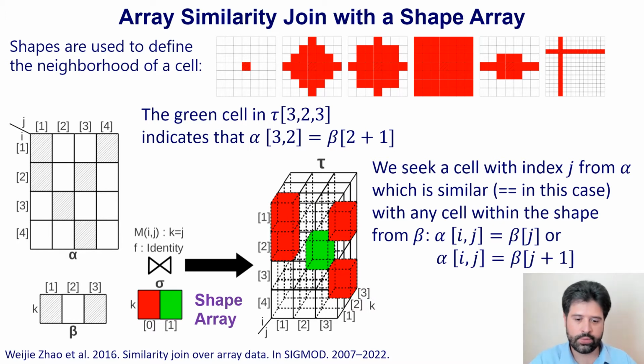to the shape array. For example, the green cell in tau, that is the resulting array, with index 323, indicates that alpha 32 equals beta 2 plus 1. The resulting array dimensionality is larger than the dimensionality of any input array. This is done to be able to reconstruct the positions of cells of any input array that contributed to the result. For example, with index 323, we can easily derive indices 3, 2 of alpha and 3 of beta.